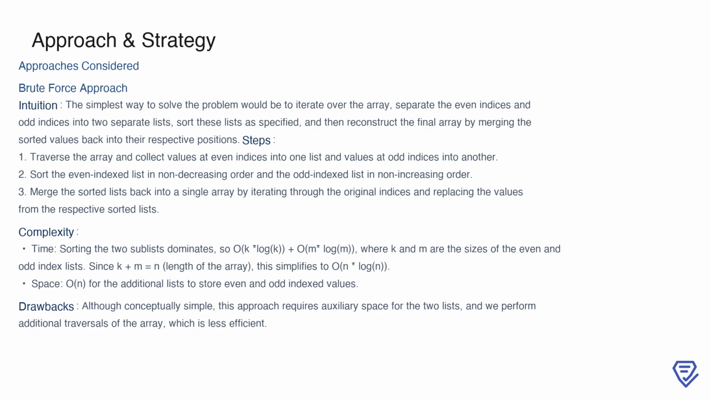The time complexity is dominated by sorting the two lists, which adds up to O(n log n). Additionally, it requires extra space to store the two separate lists, making the space complexity O(n). While the logic is clear, this method involves multiple traversals of the array and extra memory usage, which can be less efficient for larger inputs.